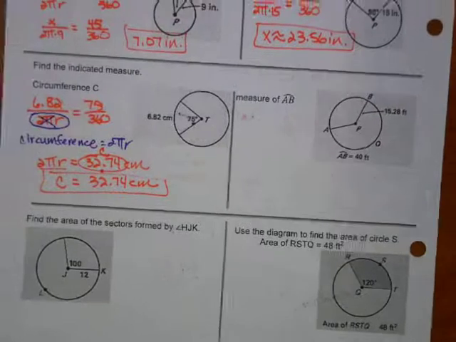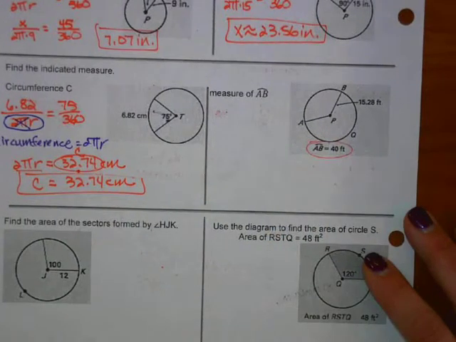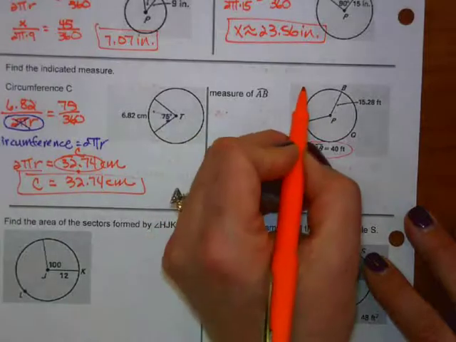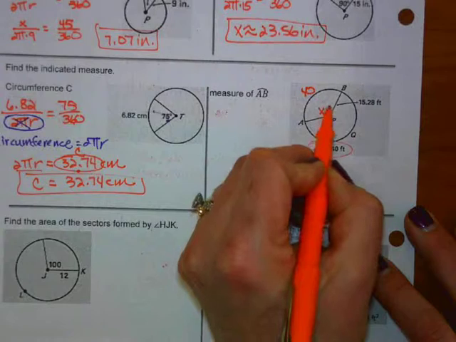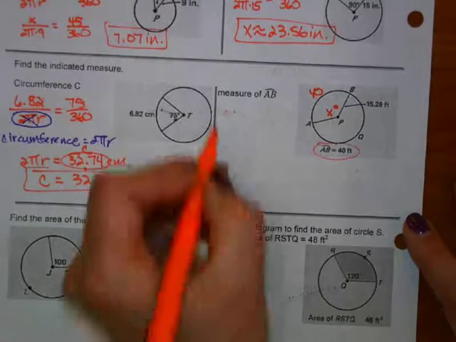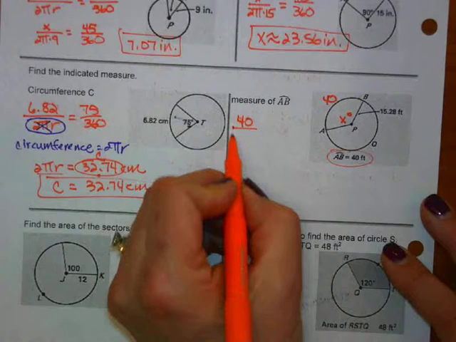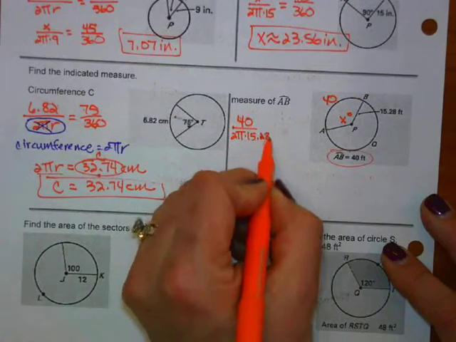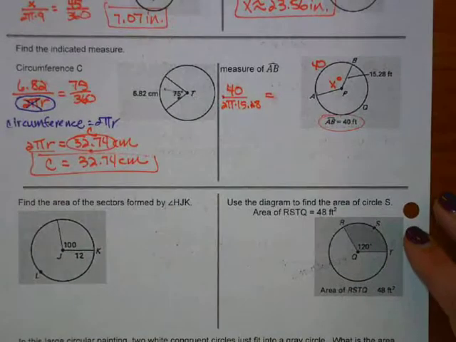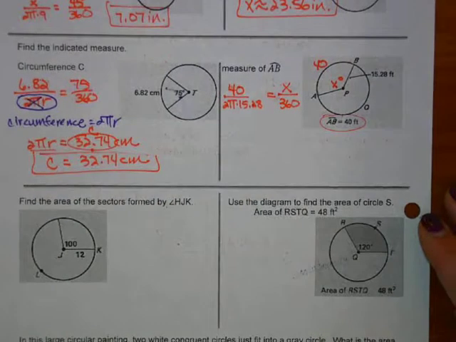All right, almost done. Measure of arc AB I'm looking for here. They gave me the arc length, which is 40. I need this angle measure right here. Because the angle measure and the measure of arc AB are the same. So I set it up the same way. I use the same ratio. The arc length is 40 over 2 times pi times 15.28, because that's my radius. Right? I don't know the arc measure, over 360. I think the confusing part is keeping arc length and arc measure separate.